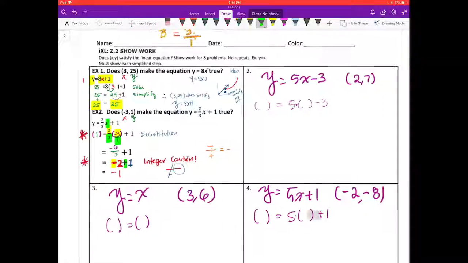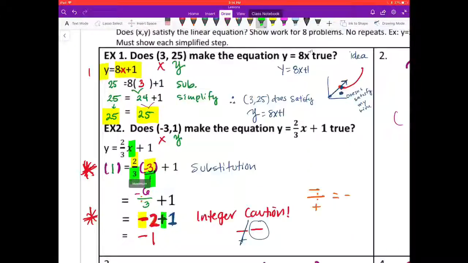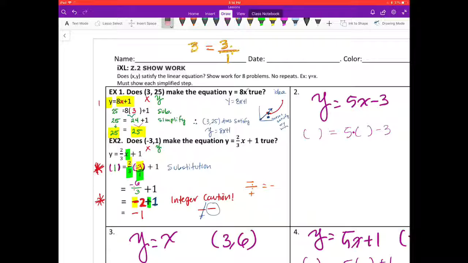So, yeah. That's what you do with fractions. If you have a fraction to start with, you have to remember to put it over a 1. And then you do your multiplication.